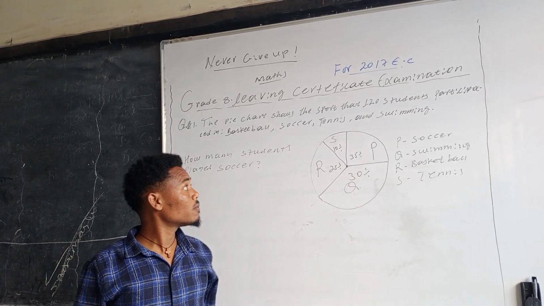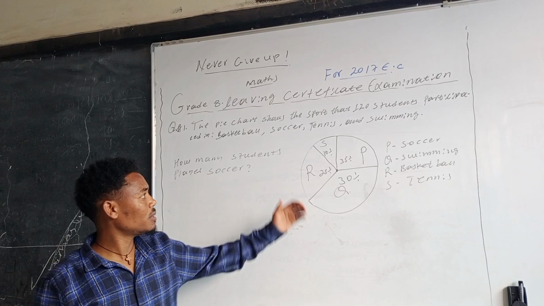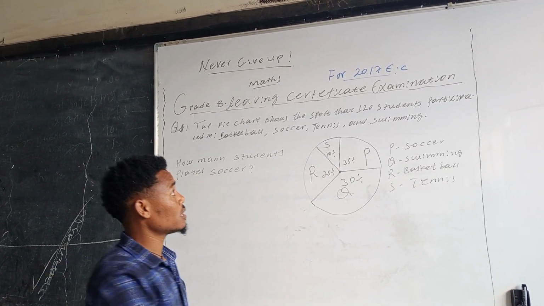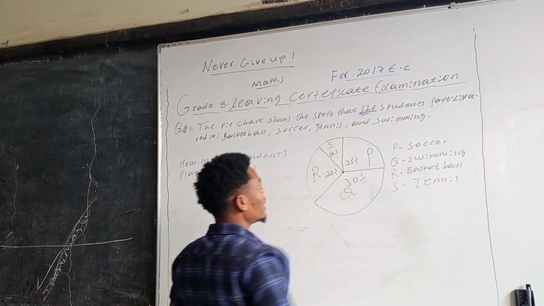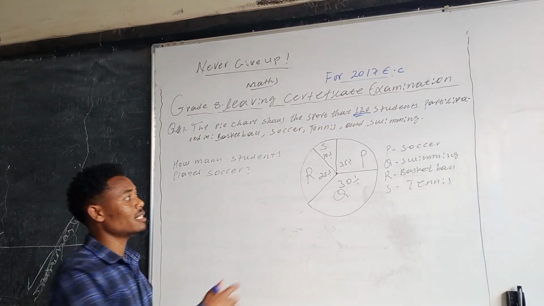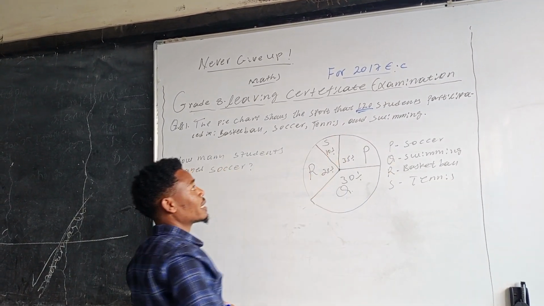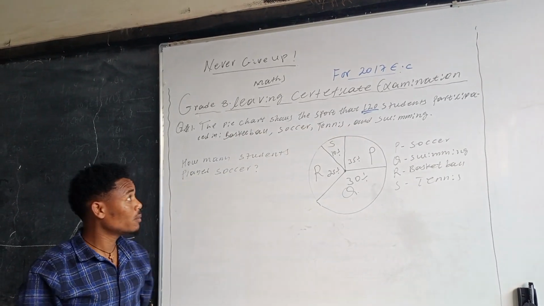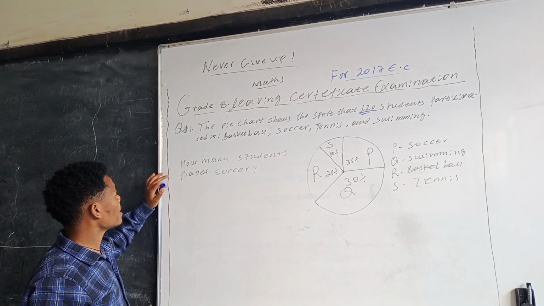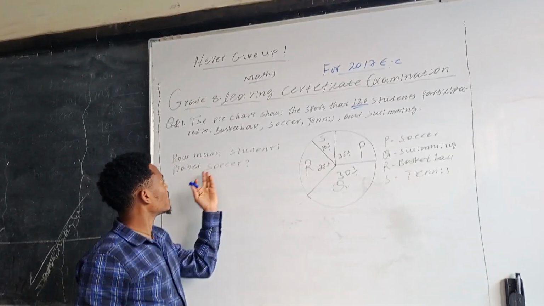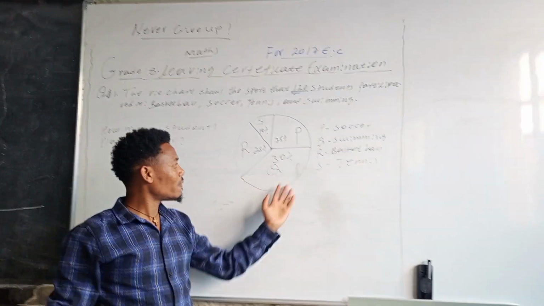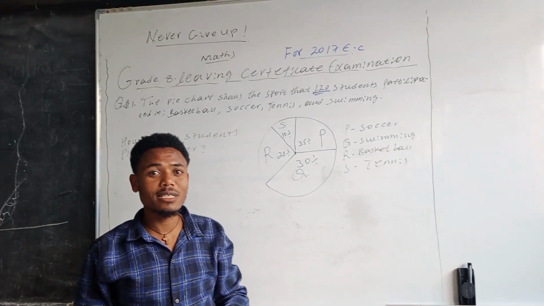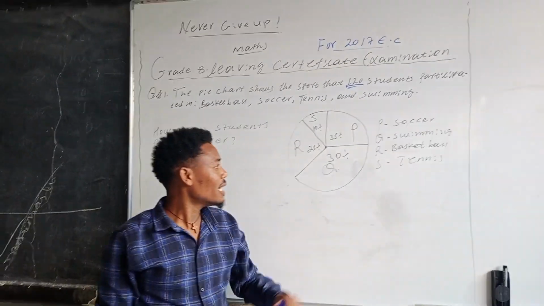So different students participate in different games. That means the number of students is 120, the total number of students that participate within those different categories. The question asks: how many students played soccer? So how can we solve such a question in simple mathematical ways?